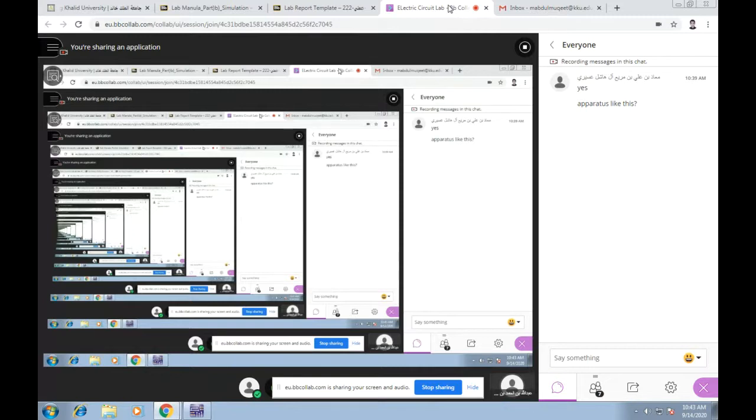Filling in the apparatus is very simple. This lab manual was prepared not for online classes but based upon the general classes. So the lab manual is applicable in that manner, but for online understanding, the apparatus is not required. Okay.